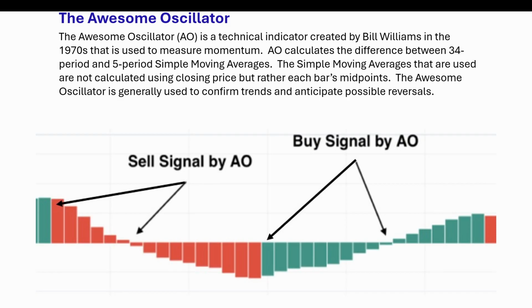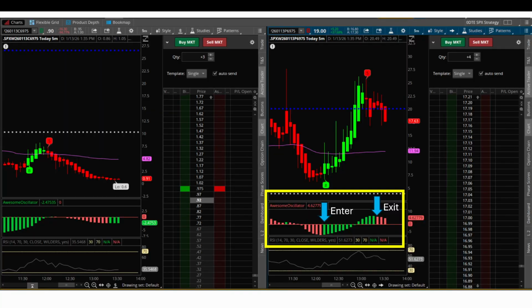The Awesome Oscillator is generally used to confirm trends and anticipate possible reversals. It is also what I use as a confirmation for my trades. Here is what the Awesome Oscillator should look like on your chart.